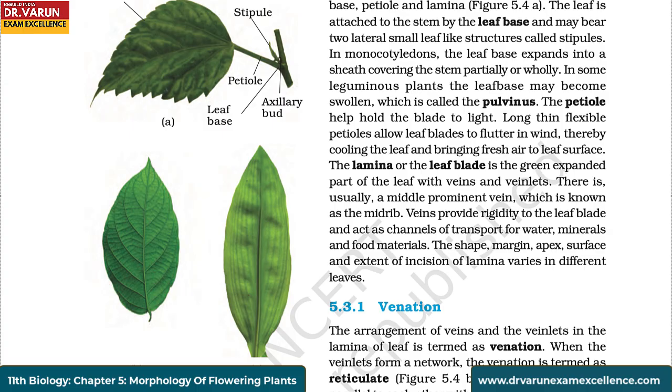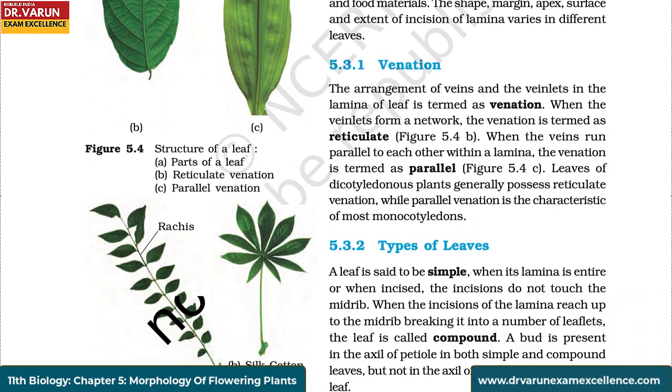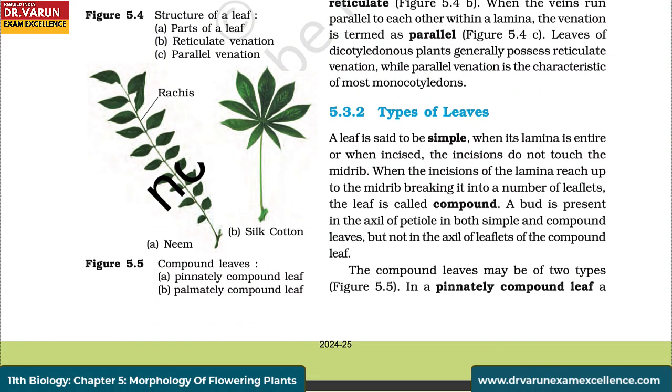The shape, margin, apex, surface, and extent of incision of lamina varies in different leaves. Venation. The arrangement of veins and the veinlets in the lamina of a leaf is termed as venation. When the veinlets form a network, the venation is termed as reticulate. When the veins run parallel to each other within a lamina, the venation is termed as parallel. Leaves of dicotyledonous plants generally possess reticulate venation, while parallel venation is the characteristic of most monocotyledons.